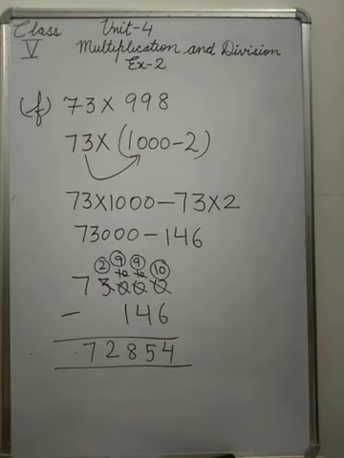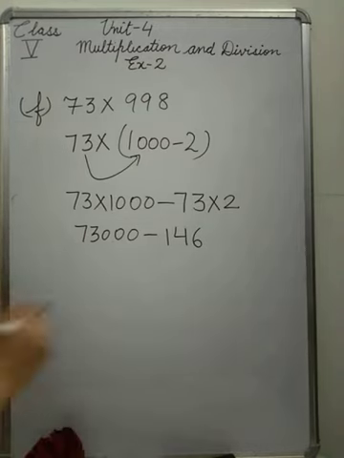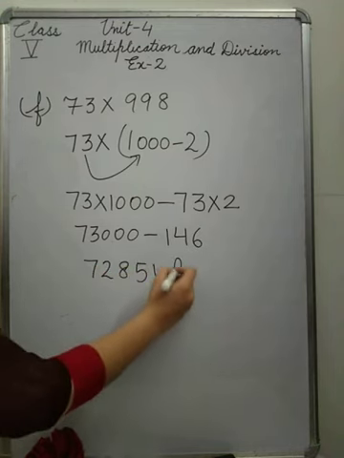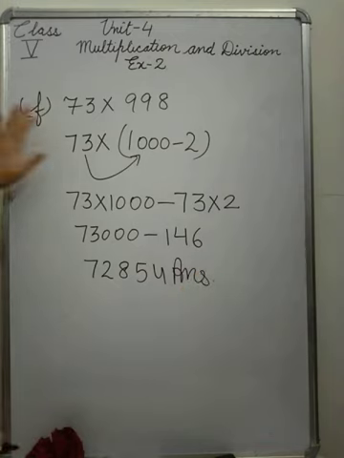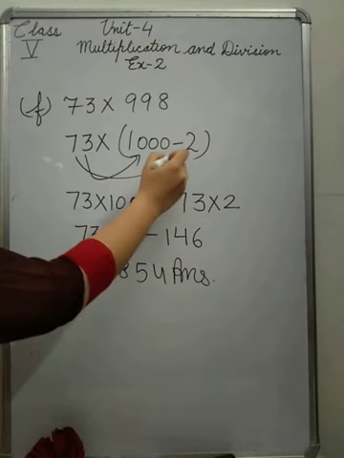See, the answer is 72,854. Write it here. 72,854. That is your answer. And this is the distributive property. Okay. So you can do it now.